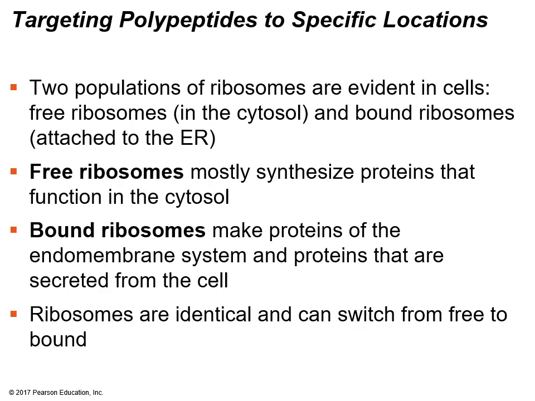Two populations of ribosomes are evident in cells. We have free ribosomes, which are located in the cytoplasm, and mostly free ribosomes synthesize proteins that function in the cytosol. Bound ribosomes are going to be attached to the rough endoplasmic reticulum, and they make proteins of the endomembrane system and proteins that are eventually secreted from the cell. Ribosomes are identical and can switch from free to bound.